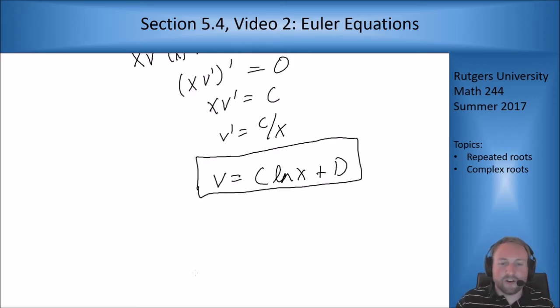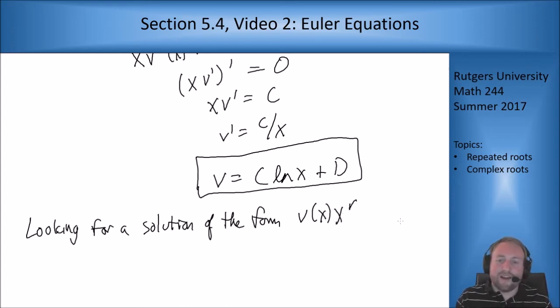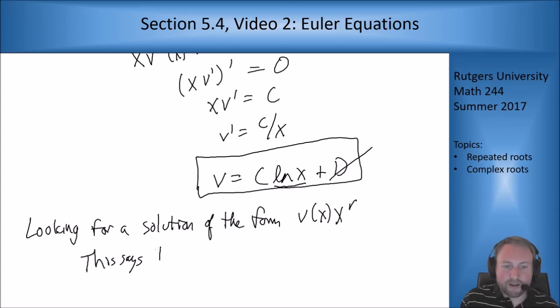What was I looking for? I was looking for a solution of the form v of x times x to the r, and I don't just want to get x to the r again. So the constant term is not what I want, because if I put the constant term, I just get x to the r again. So what I care about here is the log term. So this says that x to the r log x is also a solution.